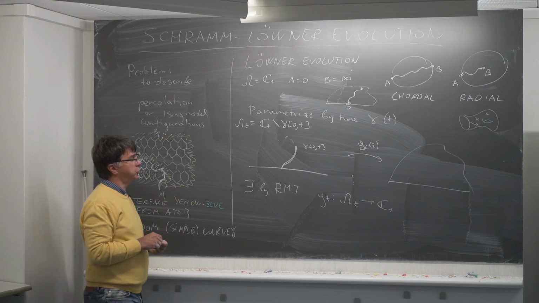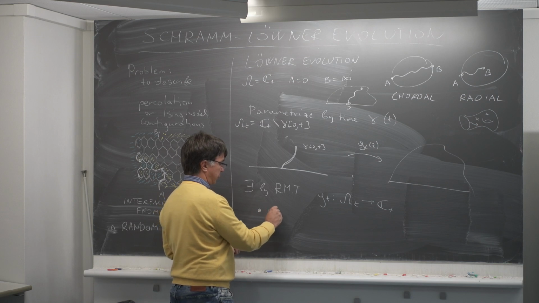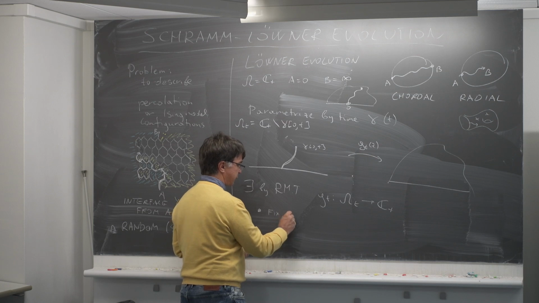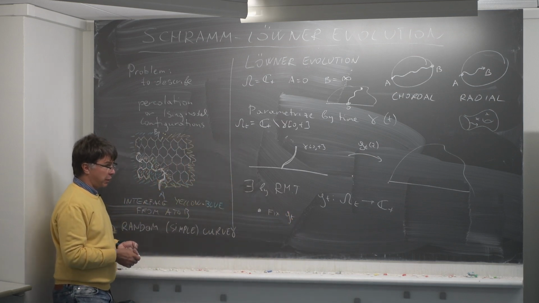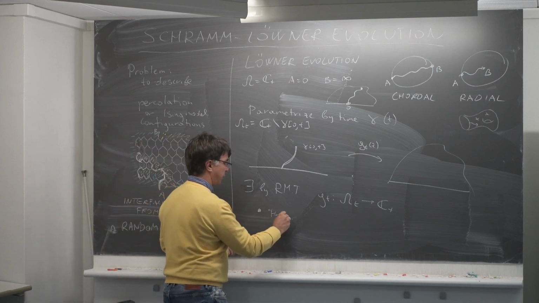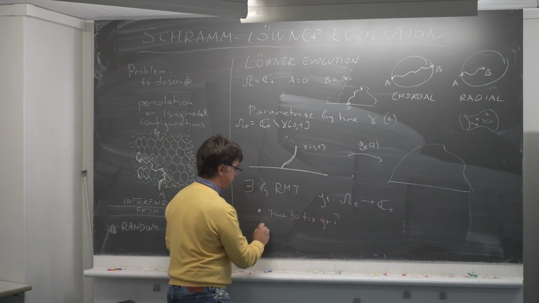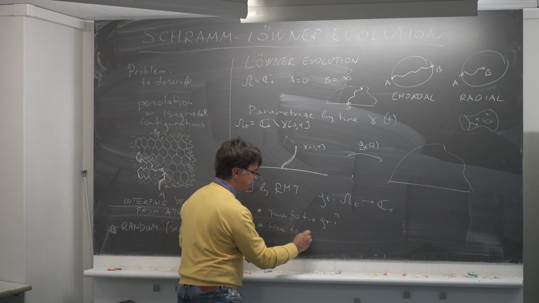So there are two questions we have to settle. The first is how to fix g_t, which parameters, what is mapped where. That's how to fix g_t. And the second is how to parameterize by time.